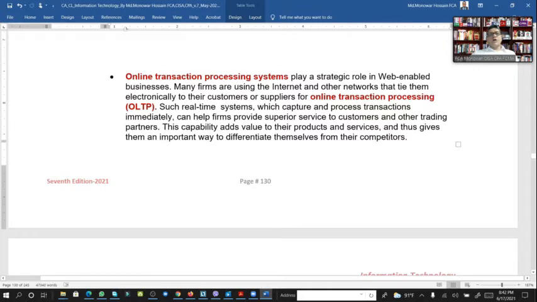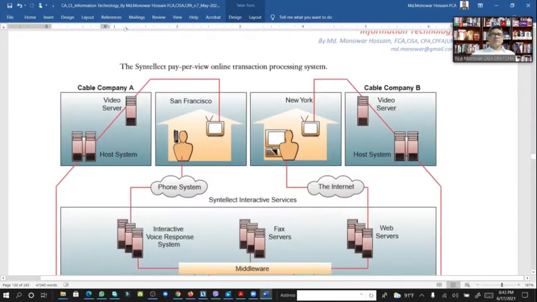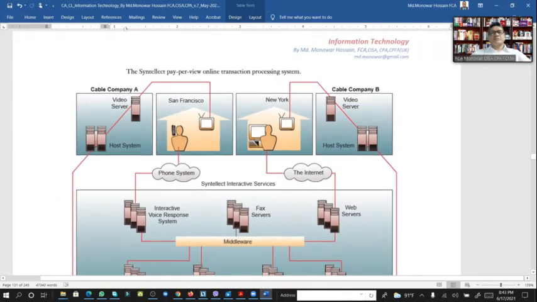Online transaction processing plays a strategic role in web-enabled business nowadays. Many companies use the internet and their networks to provide customers with online transaction processing. Online transaction processing, or OLTP, is a real-time system which captures and processes transactions immediately, helping the company provide superior service to customers and other trading partners. So this is transaction processing.